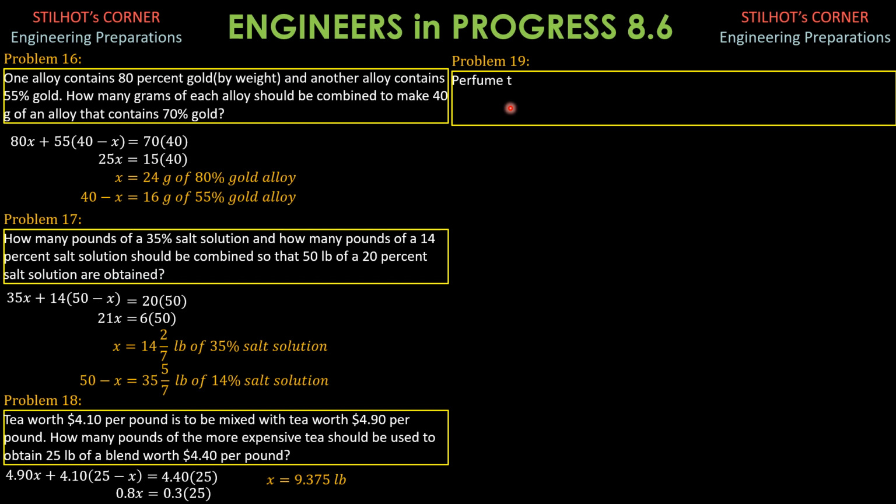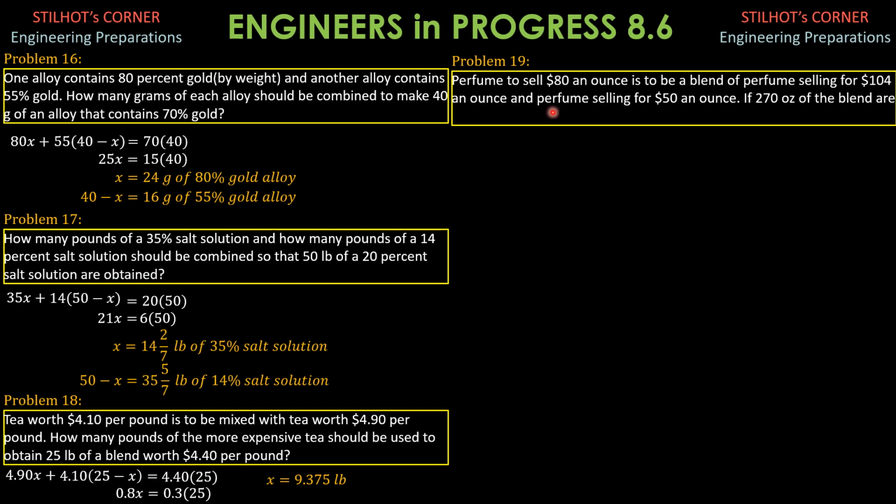expensive tea. Problem 19. Perfume to sell at $80 an ounce is to be a blend of perfume selling for $104 an ounce and perfume selling for $50 an ounce. If 270 ounces of the blend are desired, how much of each kind of perfume should be used?